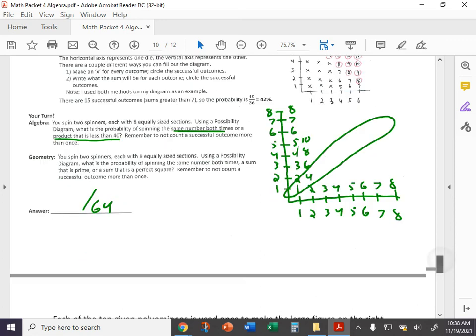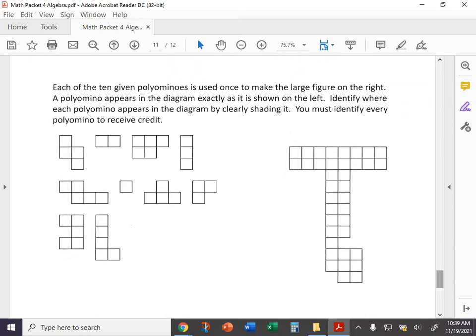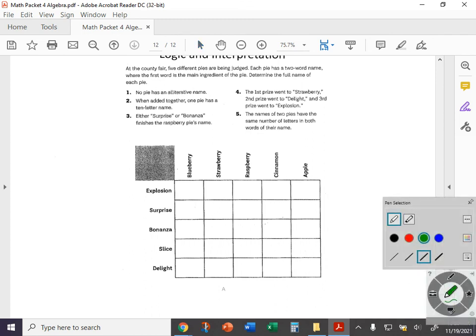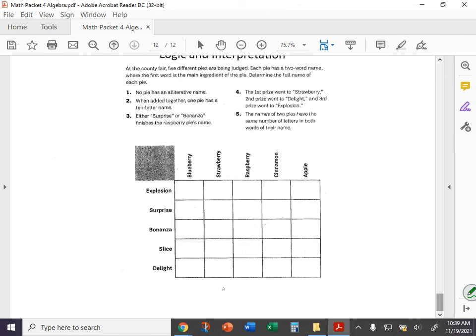Then we move on to the Tetris page. You know how this one works. And then finally on to the logic puzzle. Clues don't often give you an answer. Instead, they allow you to eliminate wrong answers.